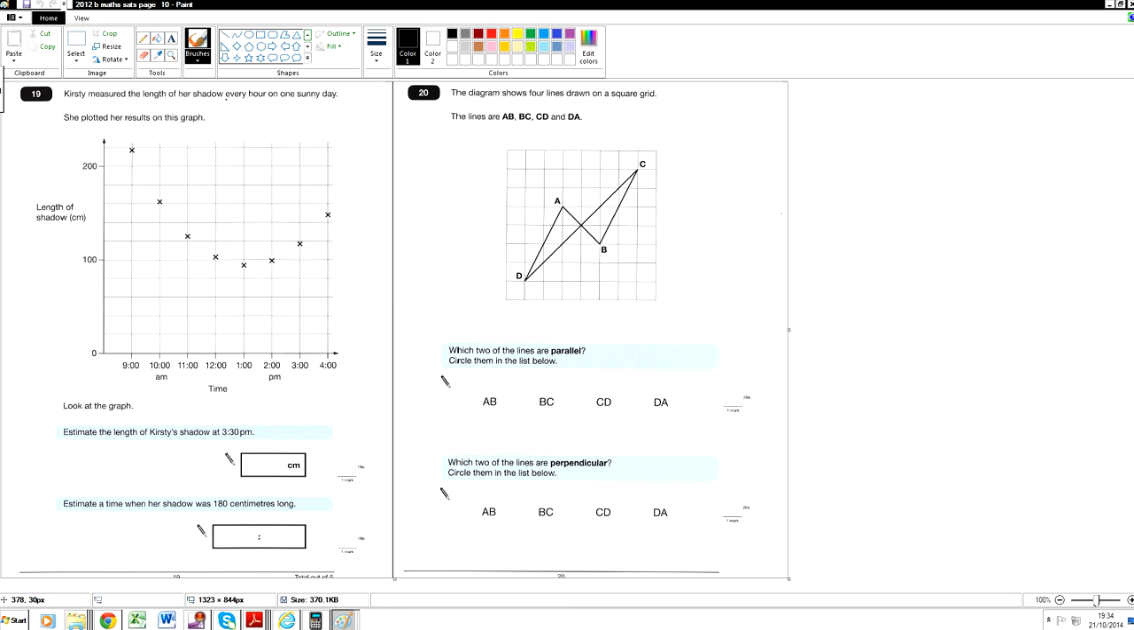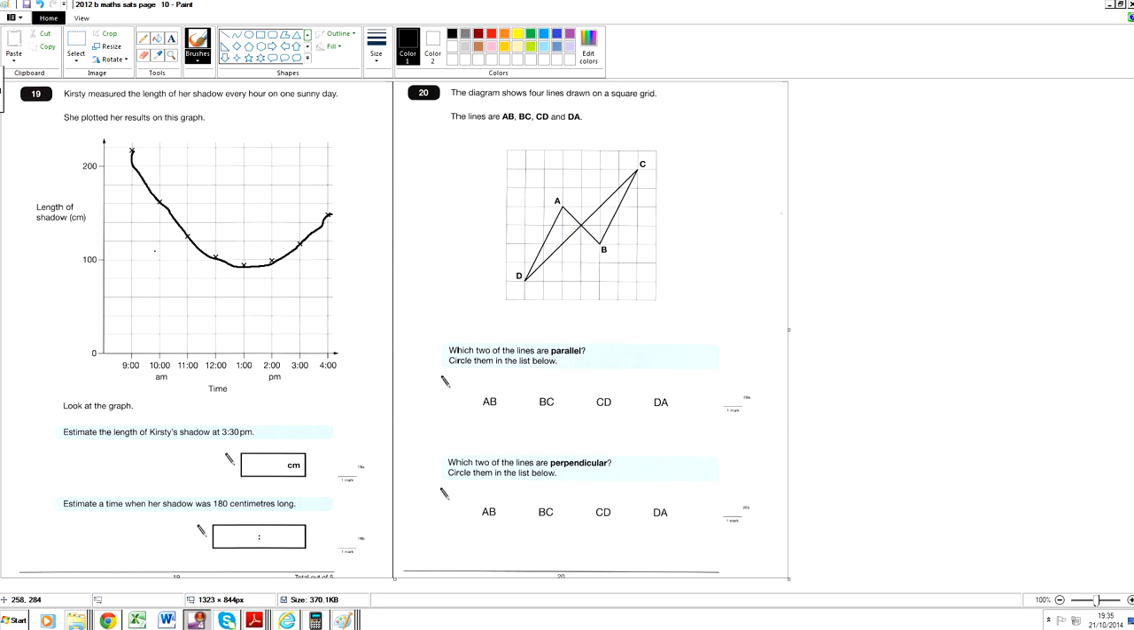Kirsty measures the length of a shadow every hour on one sunny day. She plotted results on this graph. Estimate the length of Kirsty's shadow at 3:30. What we need to do here is draw a nice curve between the points. It's not a line, because there are points. Can you join them all with a nice curve, if you haven't already done it?